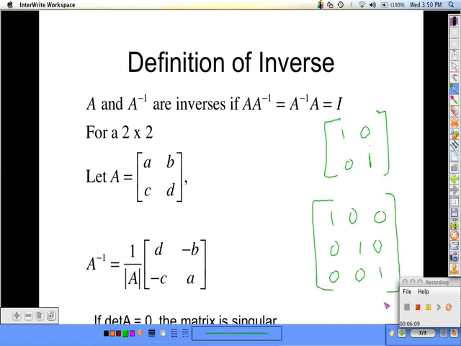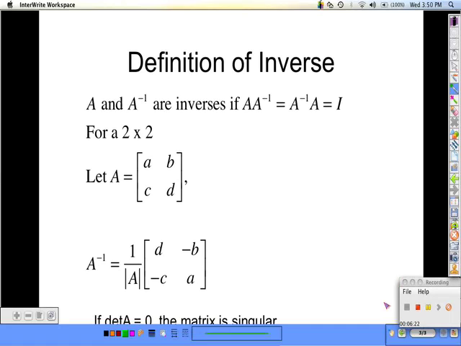And what the identity is, it's similar to the number 1. We can multiply by 1 and not change the value of something. Similarly, if we multiply a matrix by this identity, it doesn't change the value. So what we're going to do here is find a matrix, the inverse of this, that when we multiply by this A matrix, we'll get the identity every time.